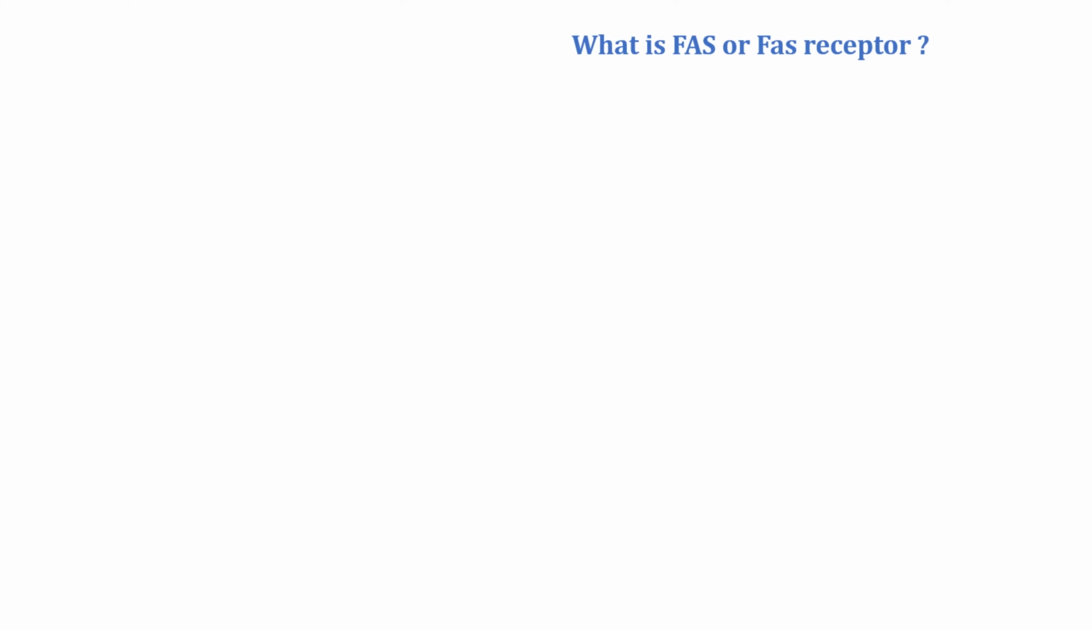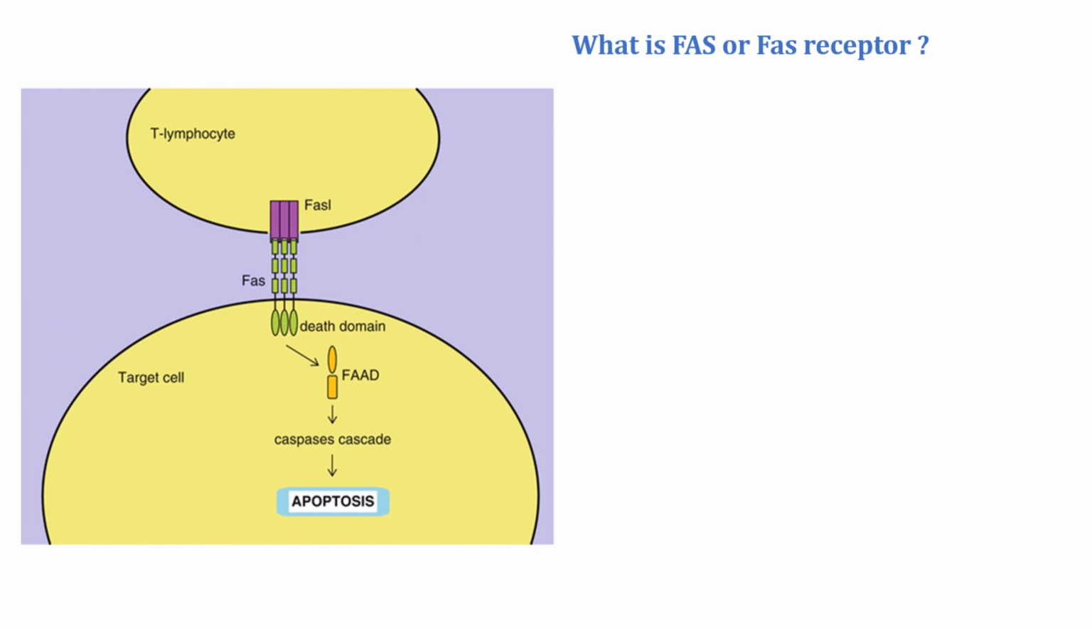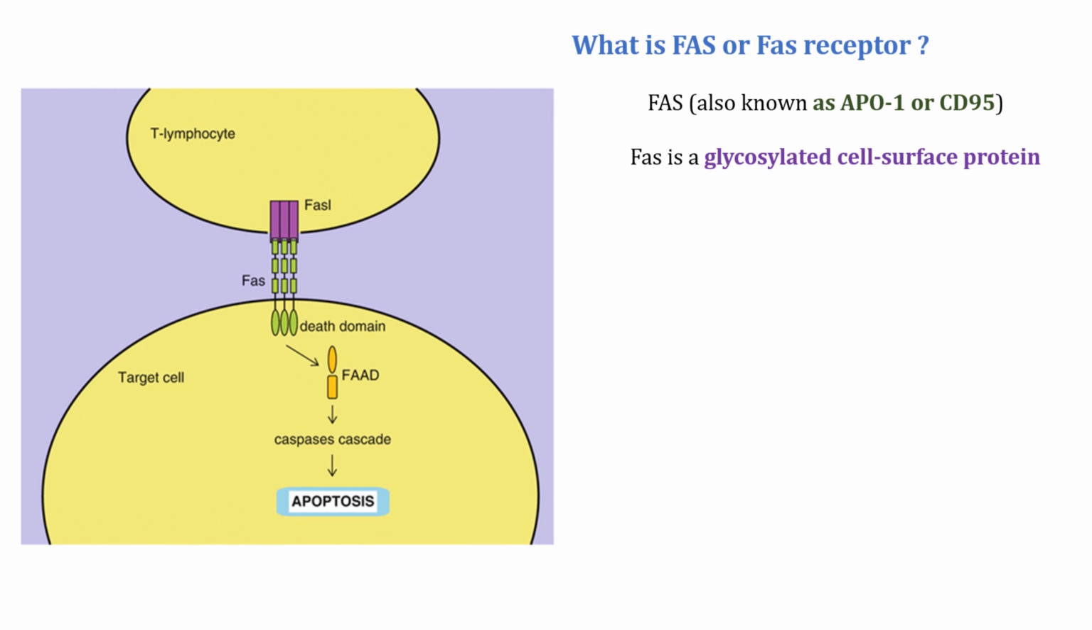So Fas is a cell surface receptor, a glycosylated protein. Okay, it's also known as APO1 and CD95. It belongs to the tumor necrosis factor receptor family, and this family contains an intracellular death domain, and it triggers apoptosis. Okay, so here are the names CD95 and APO1.